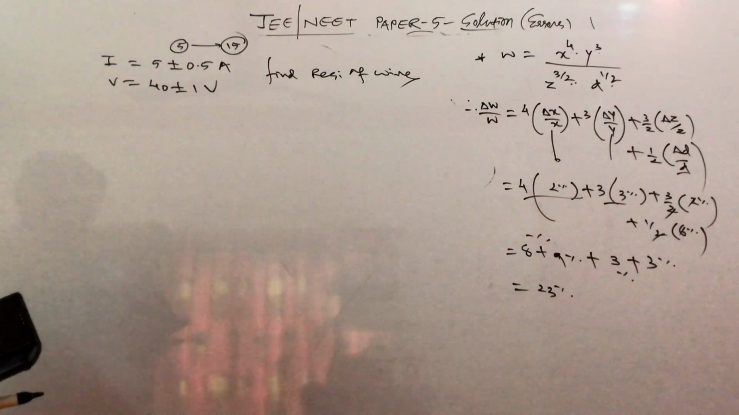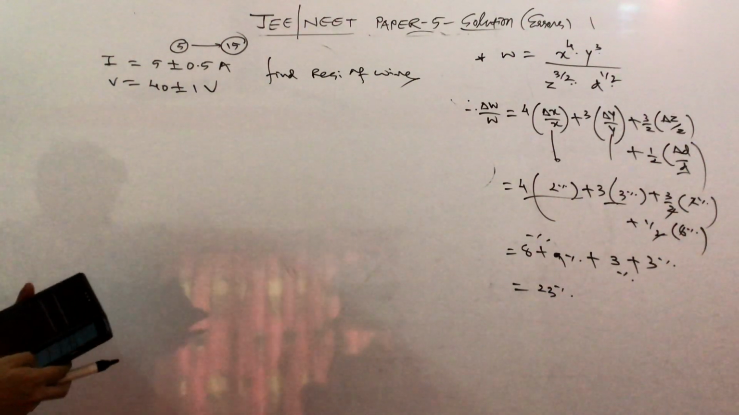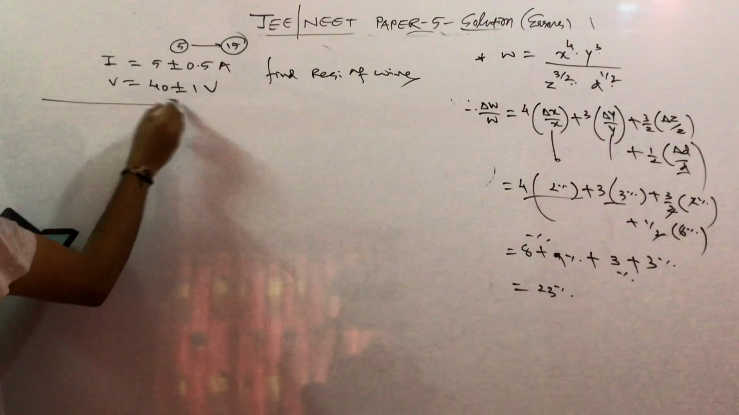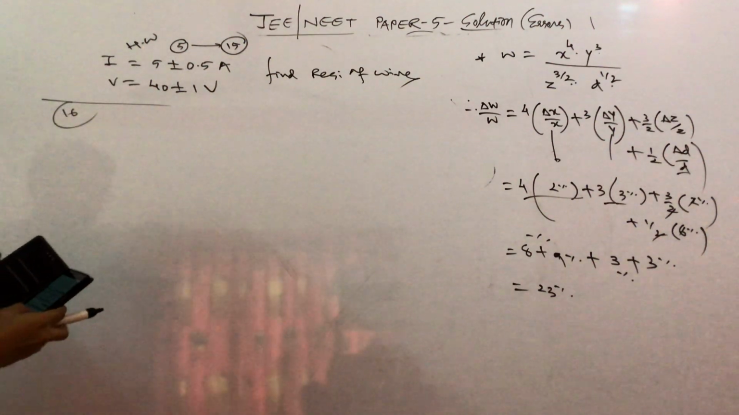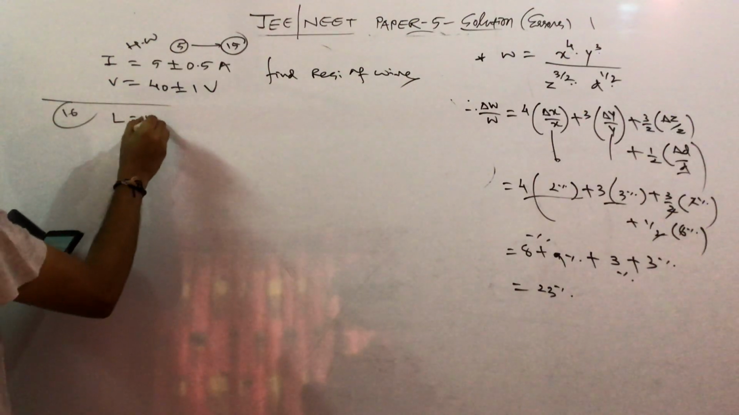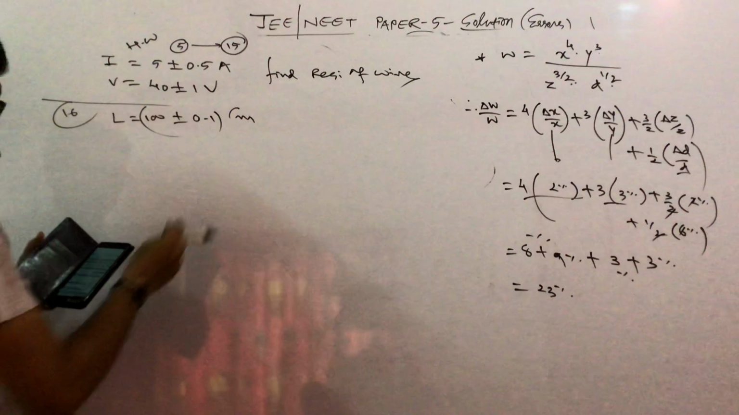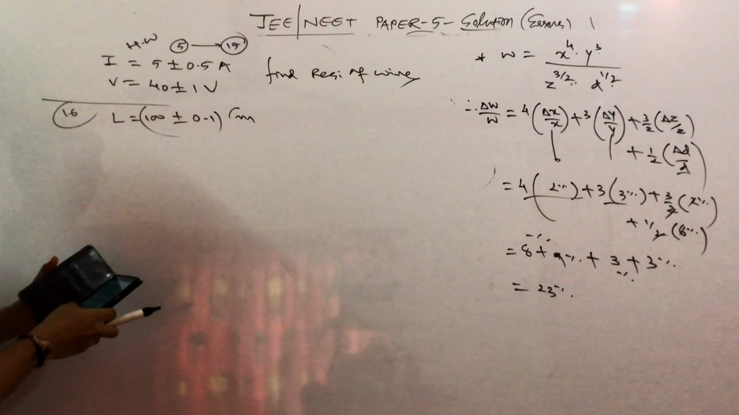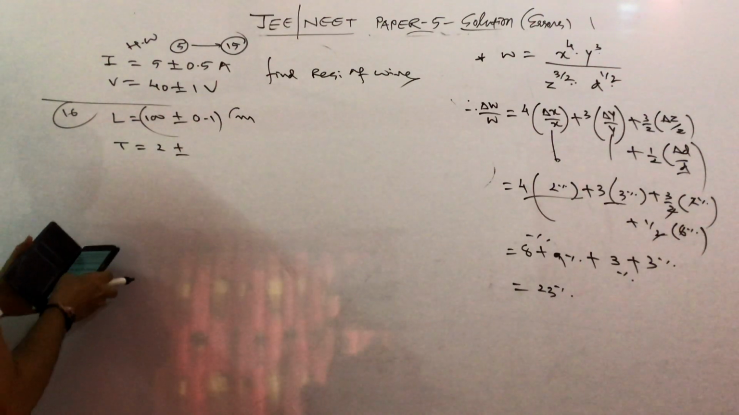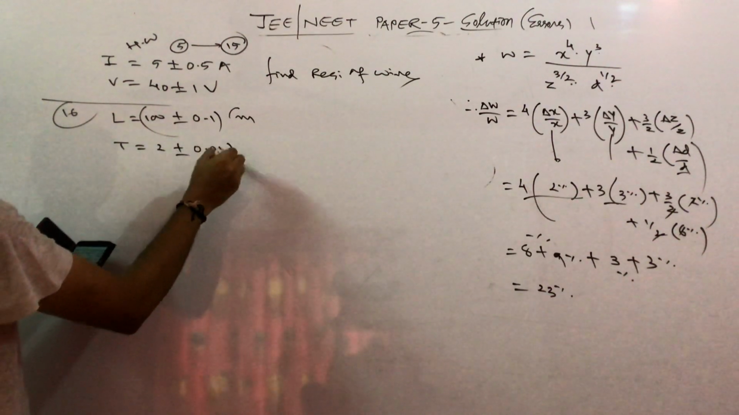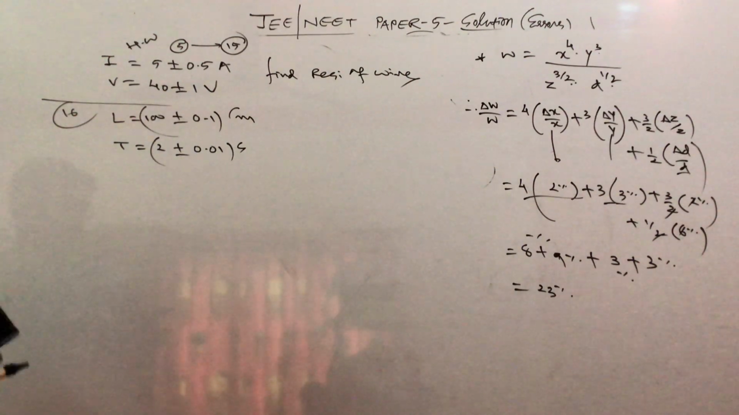Now question number 16: acceleration due to gravity is given, and L is given, the length of the pendulum. This is for yourself, that means for you. So now length here is 100 plus or minus 0.1 centimeter. Then here the time period is given, T is equal to periodic time, 2 plus or minus 0.01 second. Then find the percentage error in the value of small g.